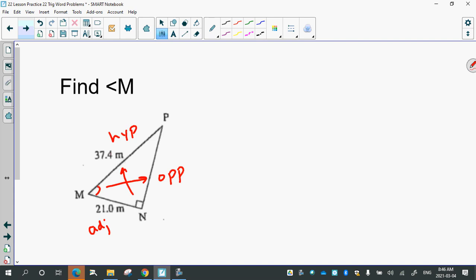When you're finding an angle, it's the side you don't know that you cross off. So which side am I going to cross off here? Opposite. So SOHCAHTOA, which one am I going to use? Cos. So the cos of angle A equals adjacent over hypotenuse.